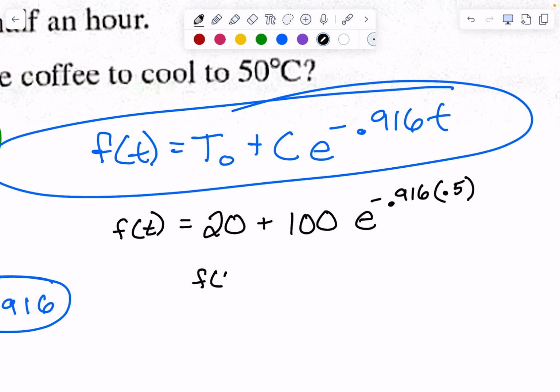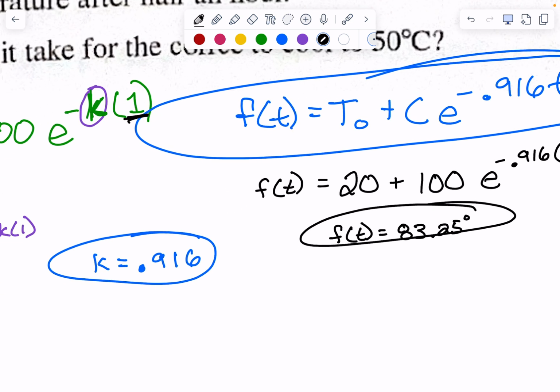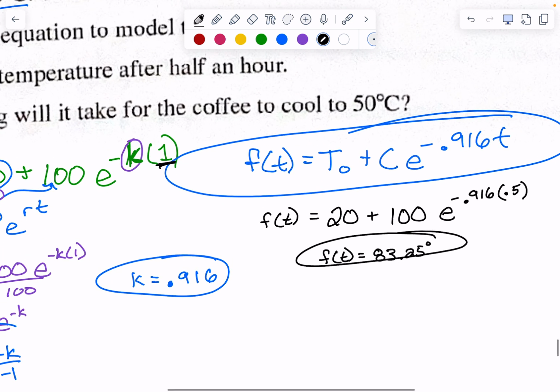I got 83.25. 83.25 degrees, does that seem appropriate? After 1 hour, it's 60 degrees. After a half hour, it's 83.25 degrees, right?